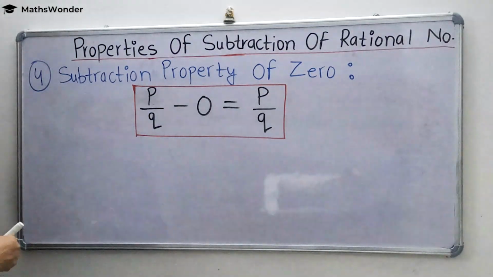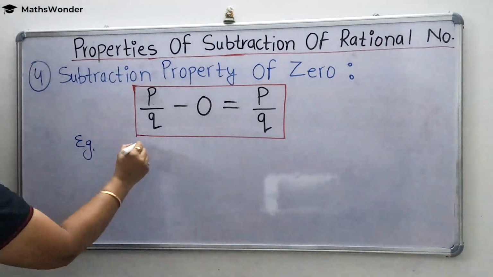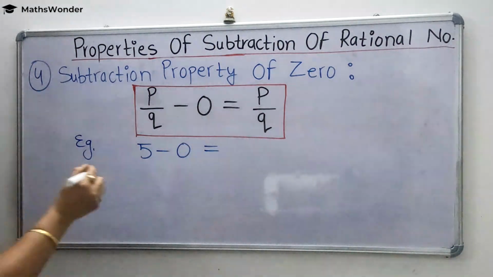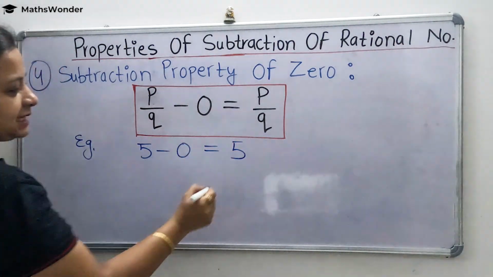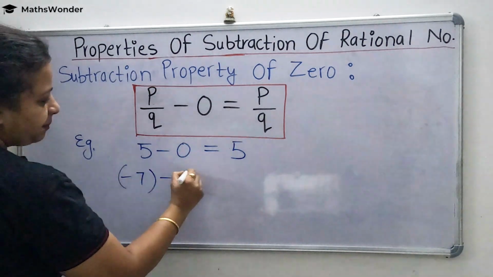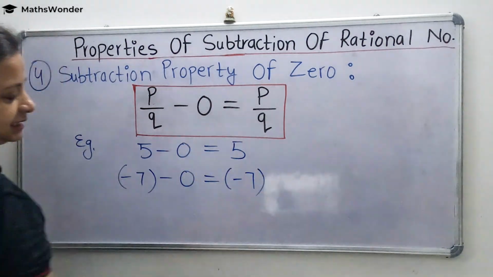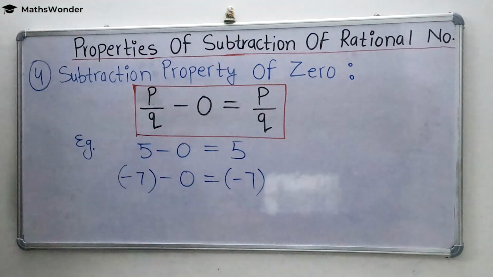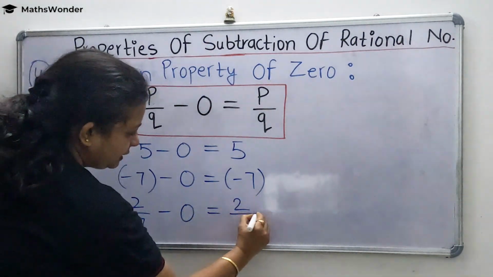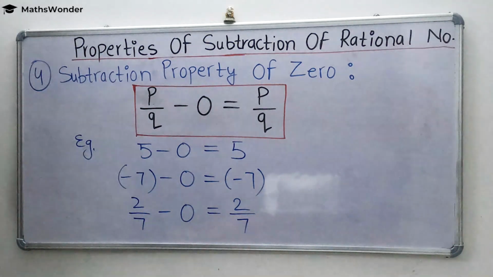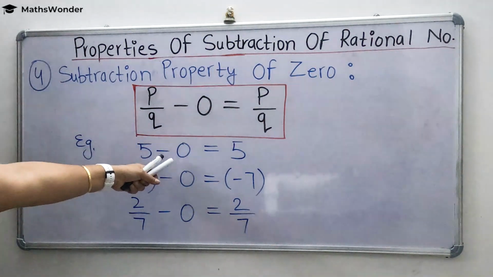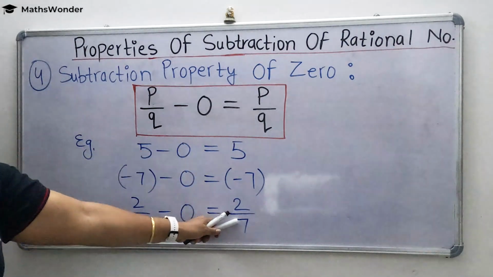Now we'll take an example. When any natural number is subtracted by 0, we get the same number. Same for the integers. If we take any integer, subtract 0, we get the integer. Same for the rational number, 2 over 7 minus 0, we get 2 over 7. So the conclusion is this: the result of subtracting 0 from a rational number is a rational number.